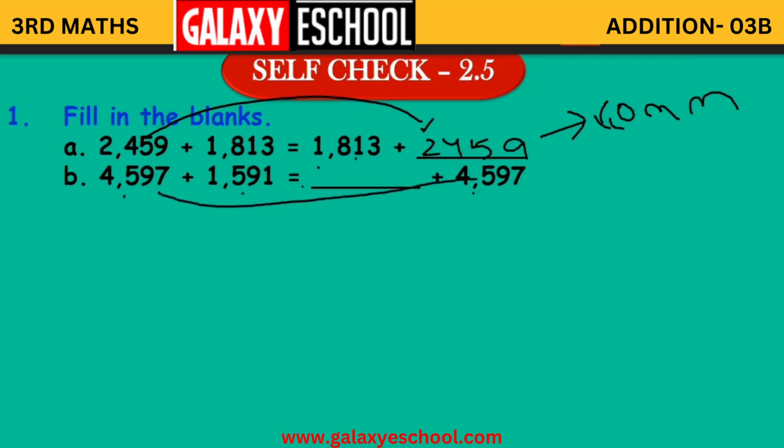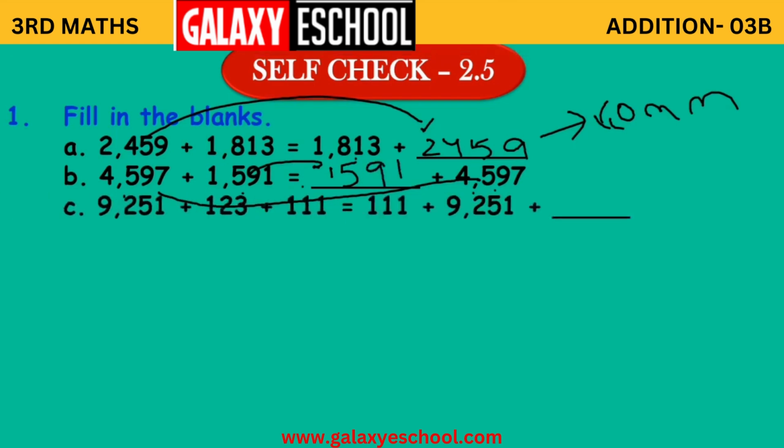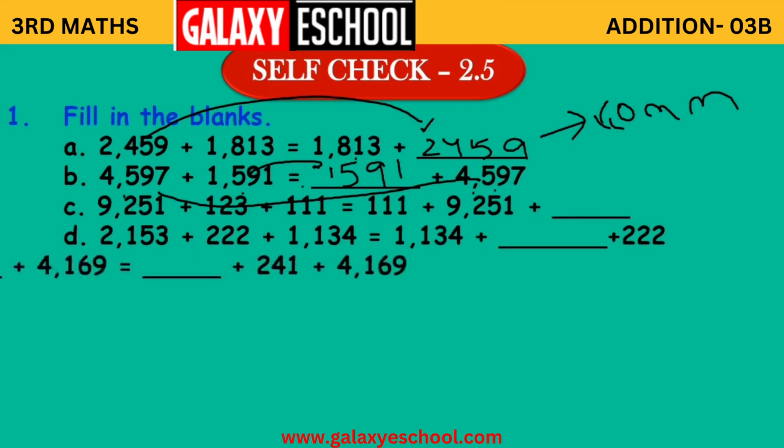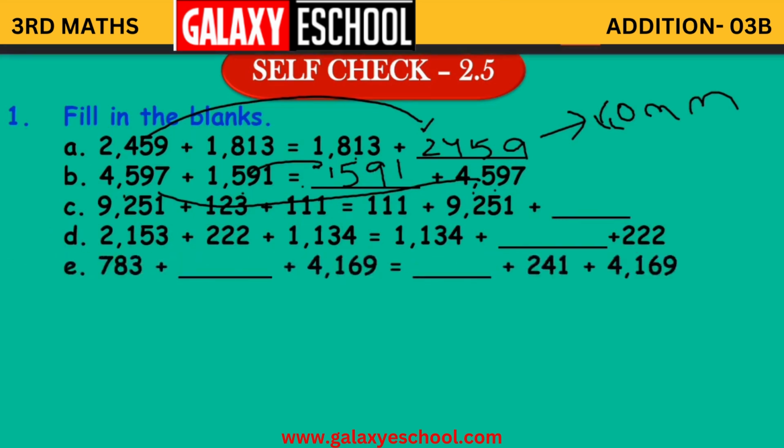Again, look here, we already have 4597 here. Now which number is missing? This. So we'll write 1591 in this blank space, and that will be our correct answer. Understood, children? Yes, this is very easy, right? Just look at the number and then look at the question and write the number which is missing.